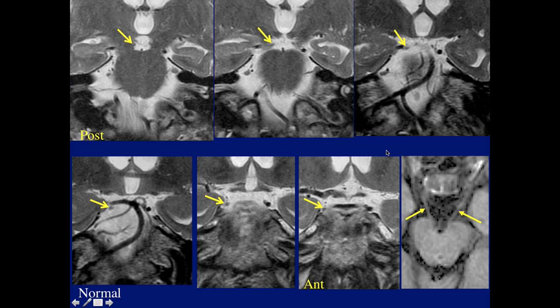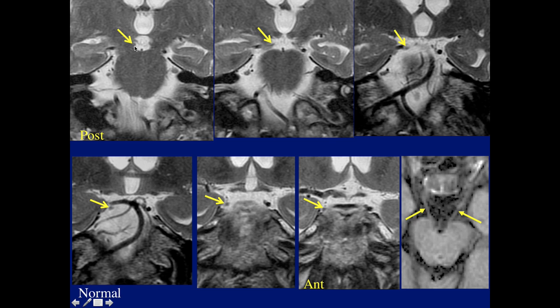Now let's just review the normal anatomy of the course of the cisternal portion of the third nerve as it travels from the interpeduncular fossa towards the cavernous sinus. So this is the interpeduncular fossa. We see these two little bumps here. These are the third nerves coming off in the interpeduncular fossa.